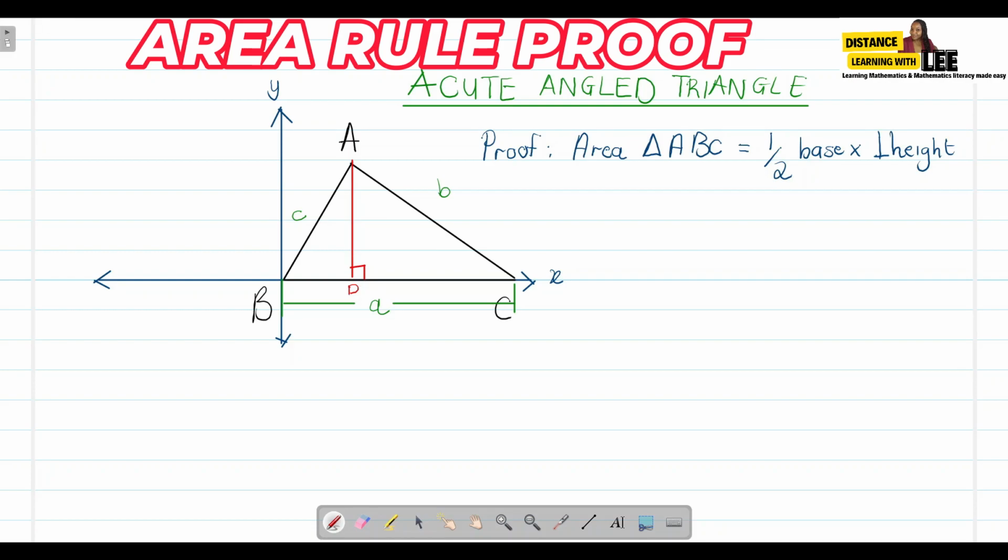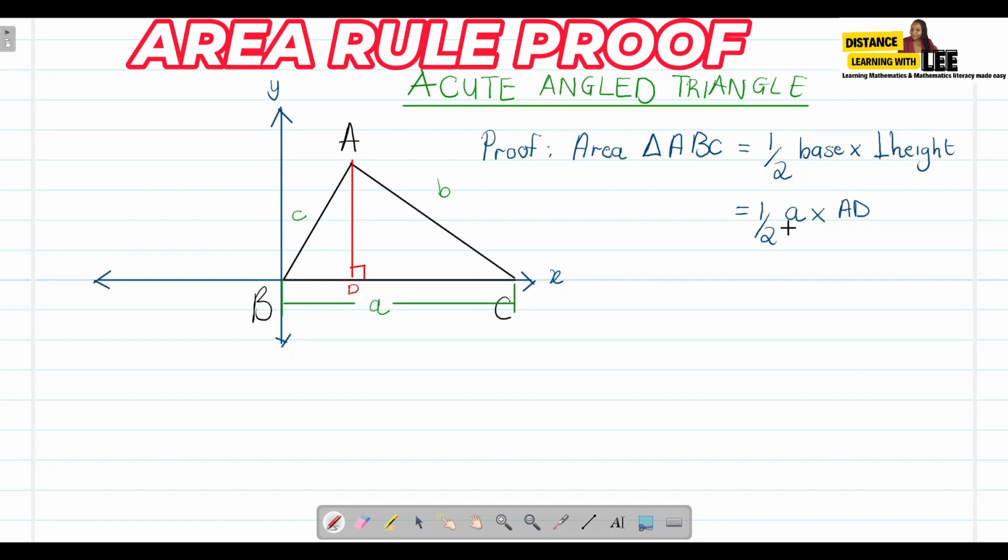So if we substitute our base and our height into this formula, we'll say half the base. What is our base in this case? Our base is BC, and we already know that the base is A, multiplied by our perpendicular height. Our perpendicular height is that construction line that we've drawn there, which is AD. So that's our starting point, what's going to help us get to our proof. Now we're not done.